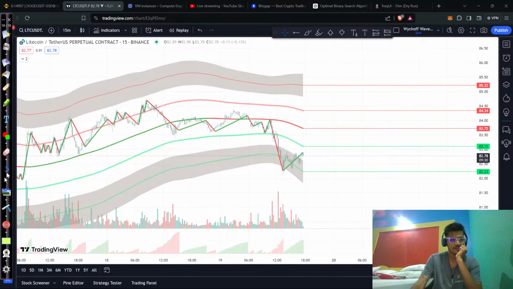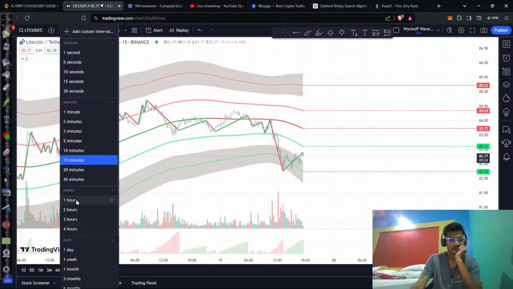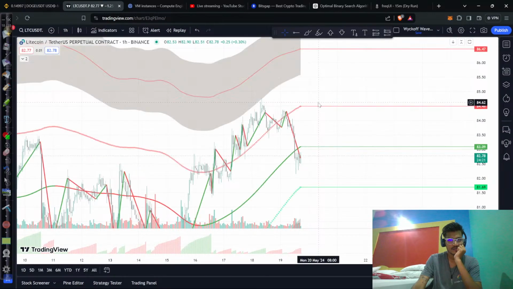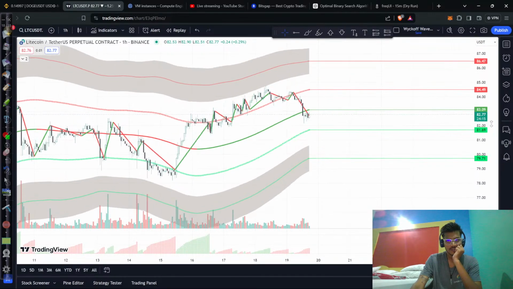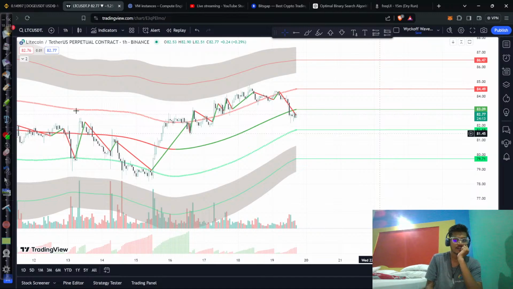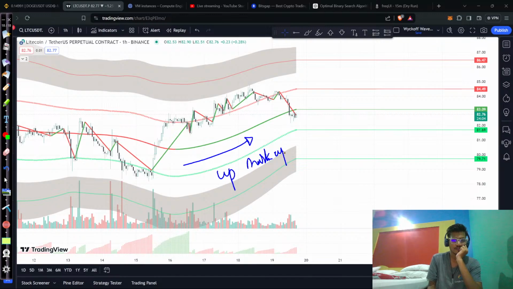So let me look into the 1 hour time frame. Okay, 1 hour is complicated. That means in 1 hour, it's in an up wave, basically your markup phase, you know. So it is around the mean line, the price cycle. Here we can't make a decision on the lower time frame basically.